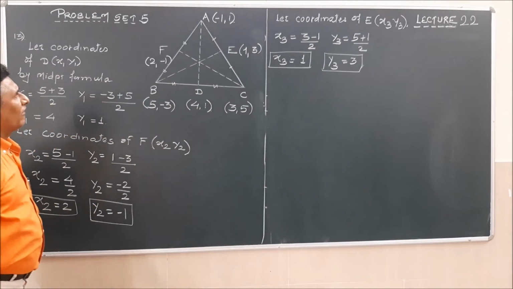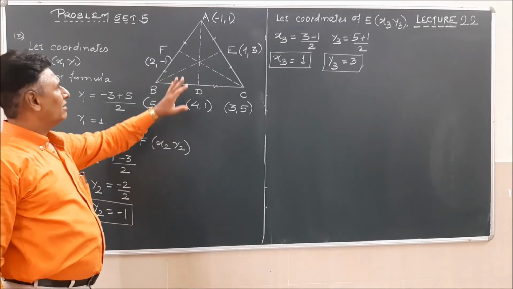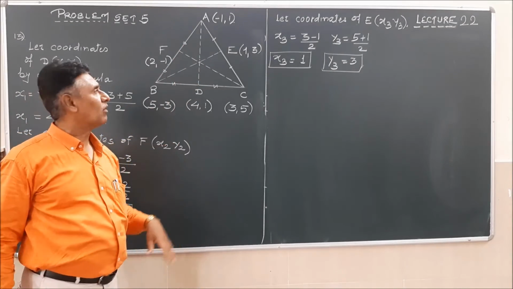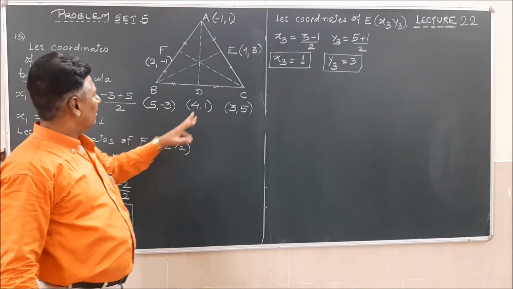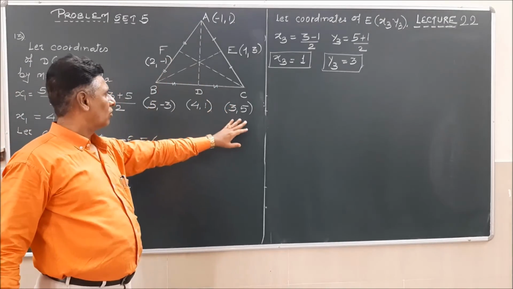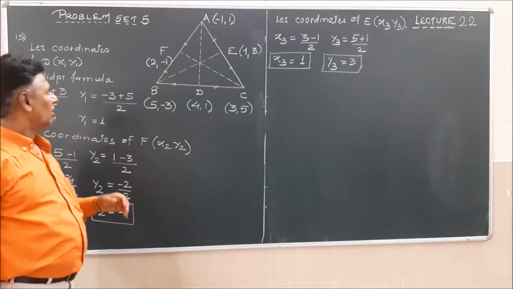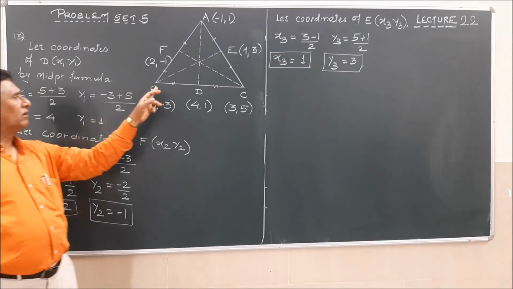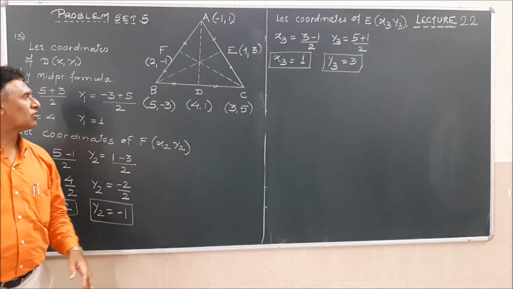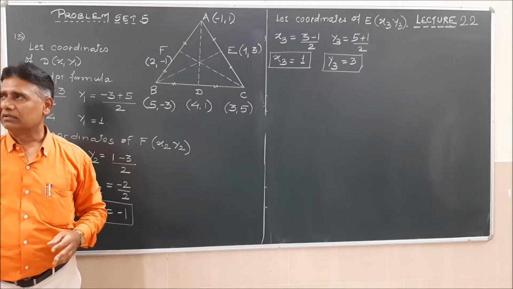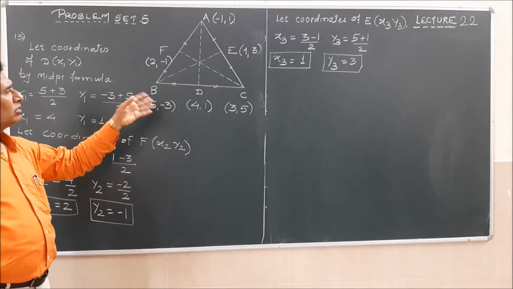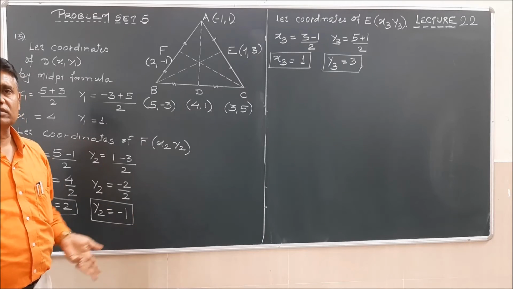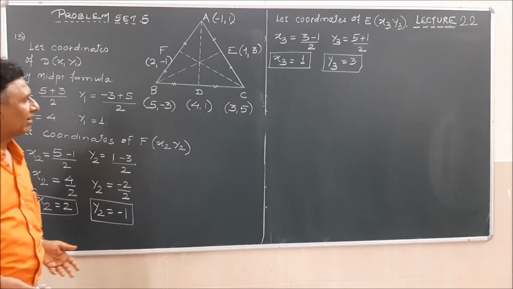Now this is how you will find out the value of AD by distance formula. We know the coordinates of A as well as D. To get the length of CF, we know the coordinates of C as well as F. To know the length of BE, we know the coordinates of B as well as E. So we know the coordinates of both the points. We can use the distance formula and very easily we can find it.